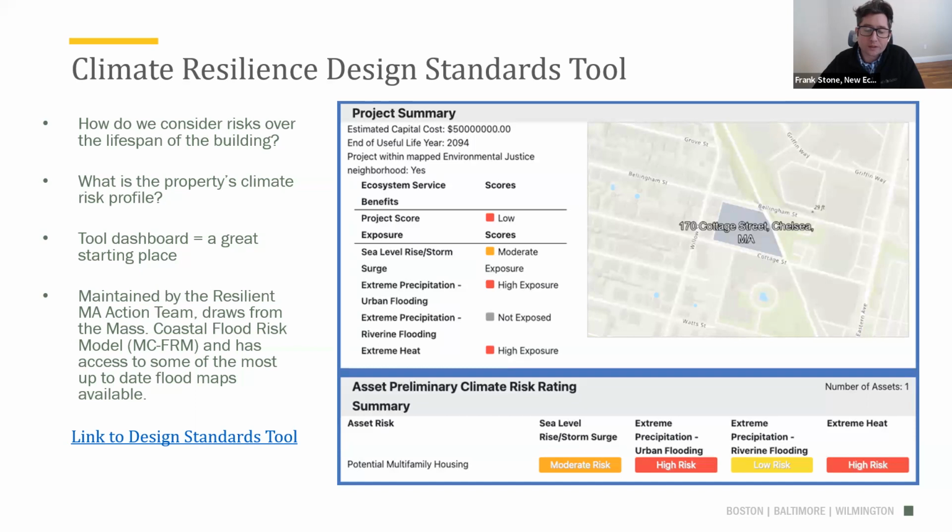And what this tool really does let you do is define the boundary of your site and understand what the specific risks are there. It also draws on one of the most comprehensive and advanced flood risk models available right now, and that's the Mass Coastal Flood Risk Model put together by Woods Hole. So if there's one tool here that I can encourage you and your teams to put 1 to 2 hours towards to learn and use, it would be this Climate Resilience Design Standards tool. If we can go to the next slide.